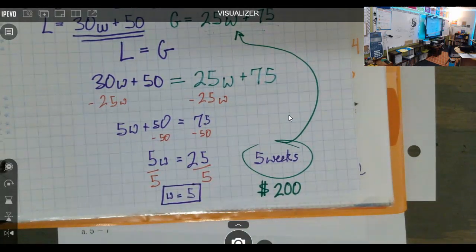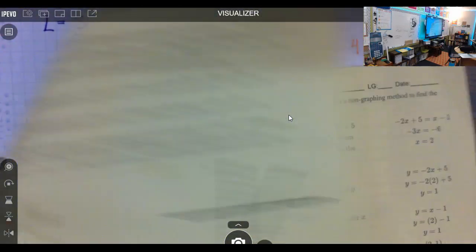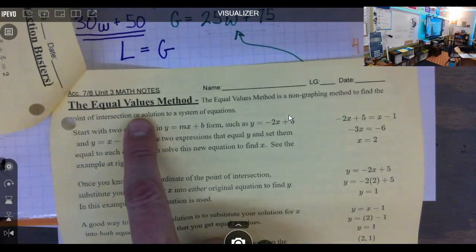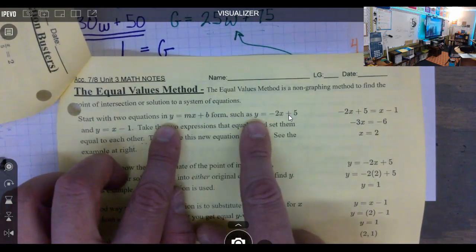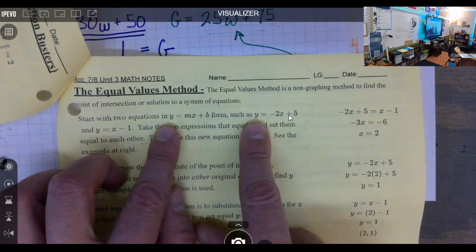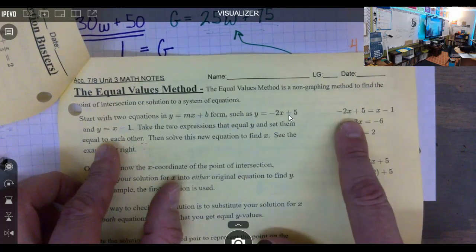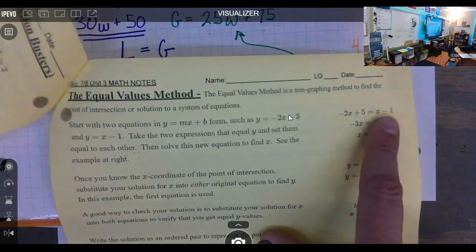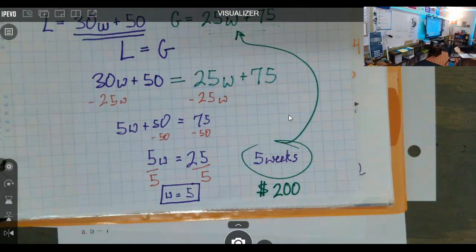Questions? This is in your math notes. It is known as the equal values method. On the second page, the equal values method just says, if two things are each equal to y, they're both equal to each other. So I can set the two equations equal to each other. Now I have the same variable on both sides, and now I can solve it. This is in your math notes, what we just learned, called the equal values method.